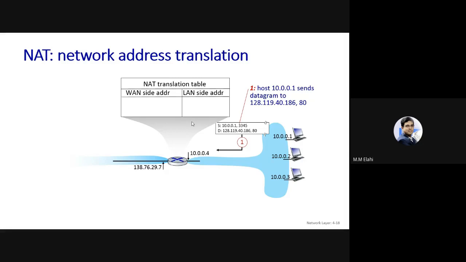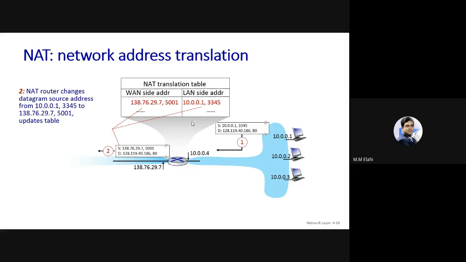There are two parts. One is LAN side address, one is WAN side address. What is the LAN side address? Anyone? What should be the LAN side address? Related to private IP, right? LAN means local network. So this is the private IP. And WAN means internet, outside. This is the public IP. So what will happen? Router will change. What is the change here? From packet step 1 to step 2. Tell me, where has the change happened in the packet?